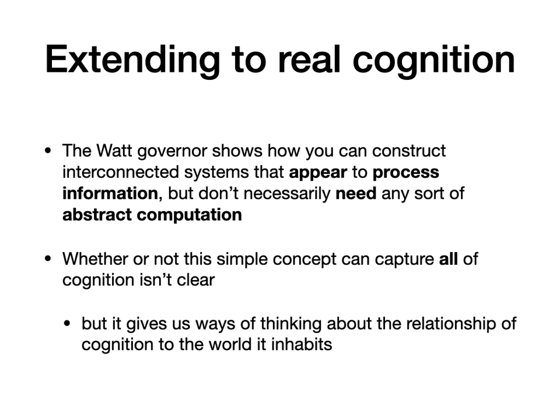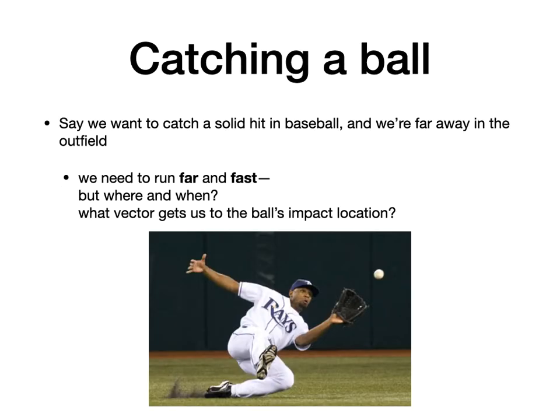Let's look at catching a ball. Say you want to catch a solid hit in baseball, and we're way out in the outfield, right? We see it going. We see it moving. We need to run both far and fast. We can tell that much at least. But the question is, where and when do you run? What vector on this field of how fast and far and what direction to move do we need to move in to get to the ball's impact location so we can catch it and get the out that we need, right?